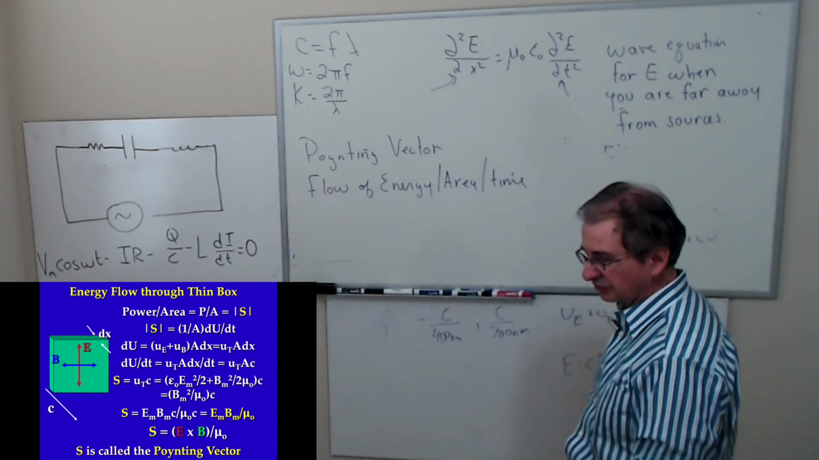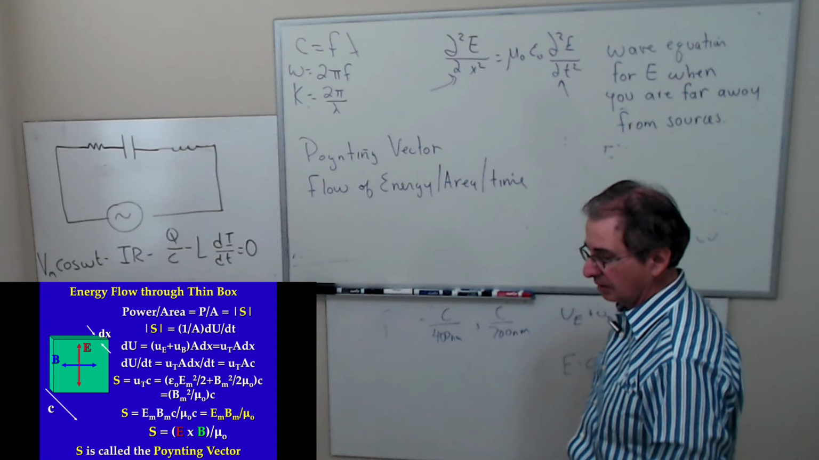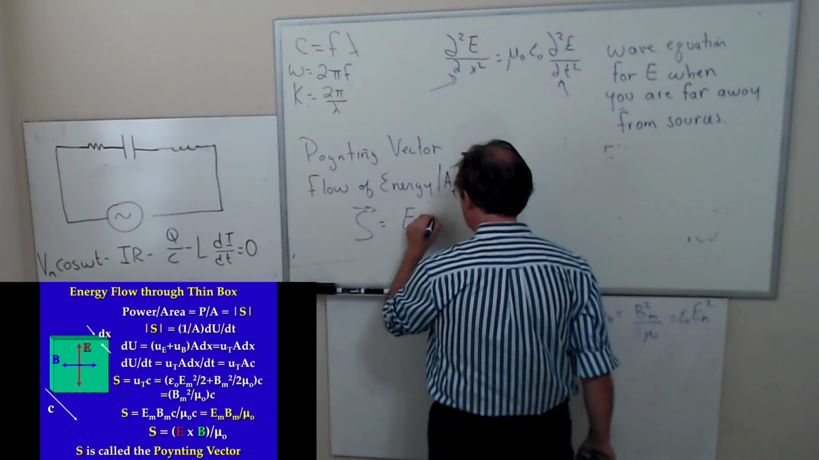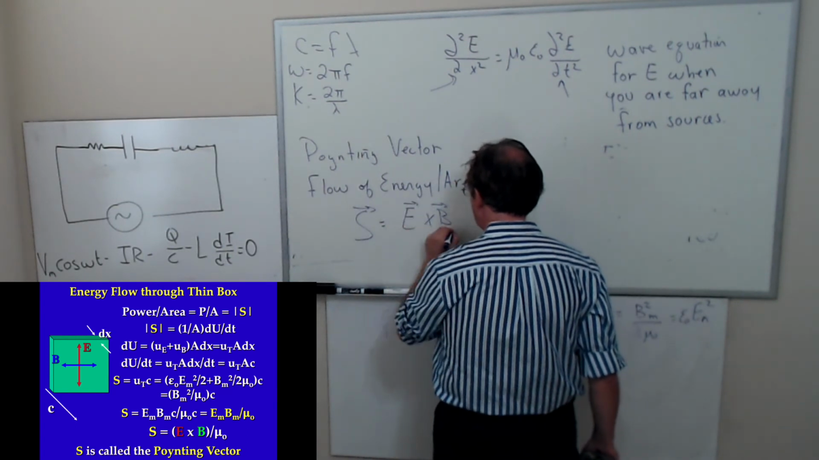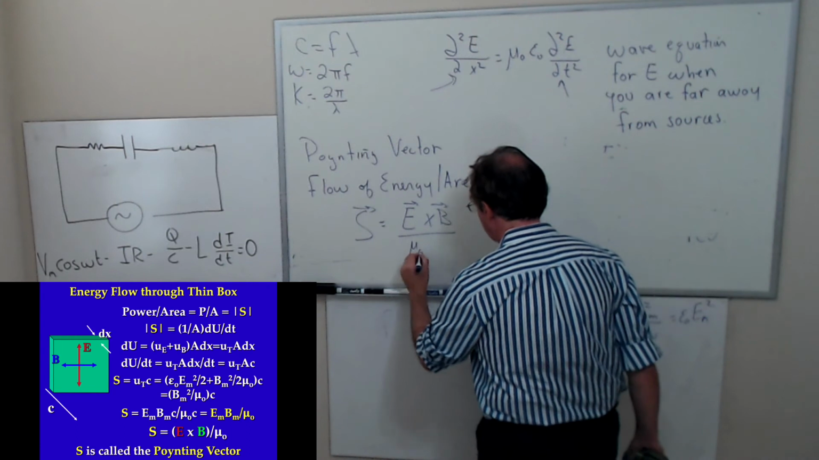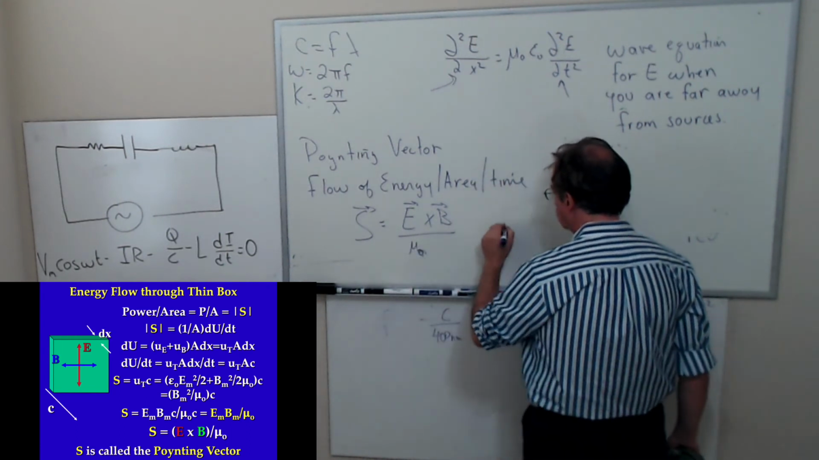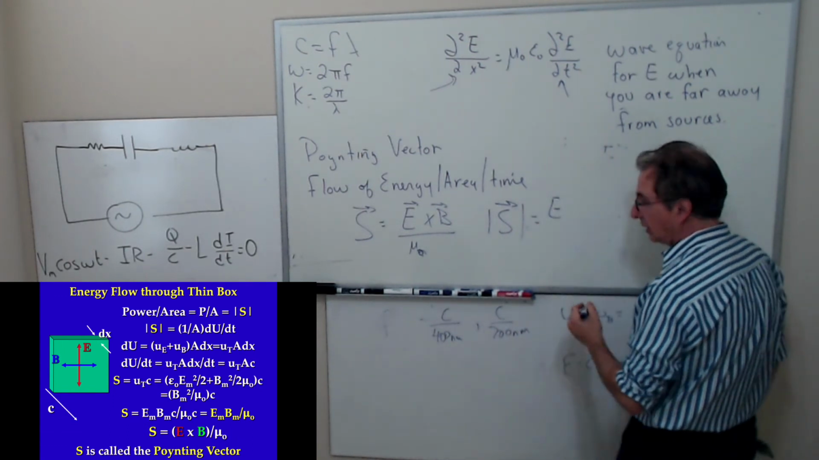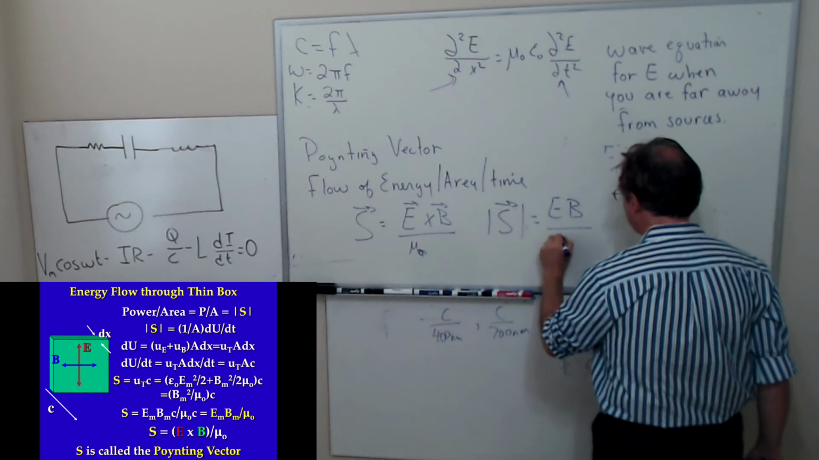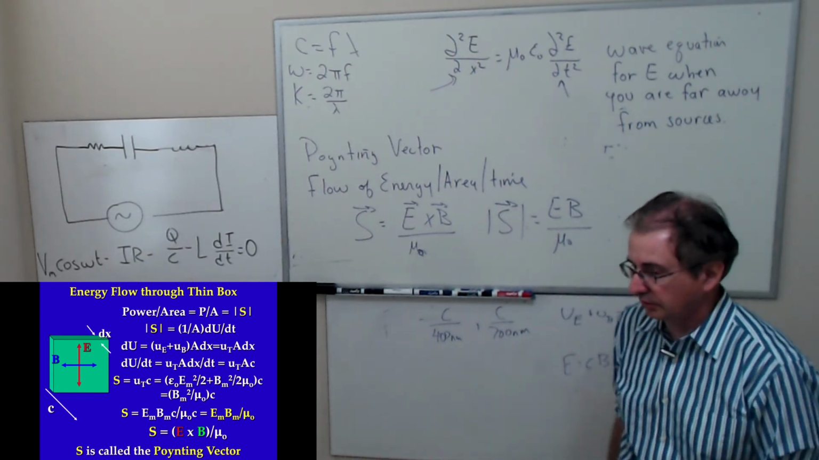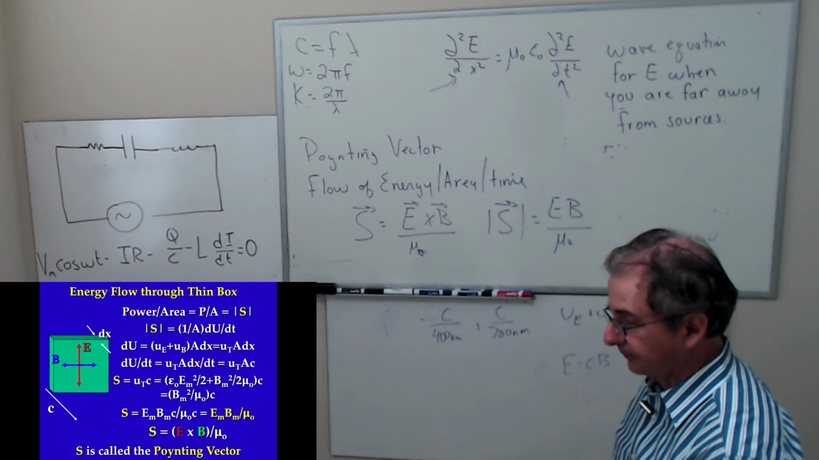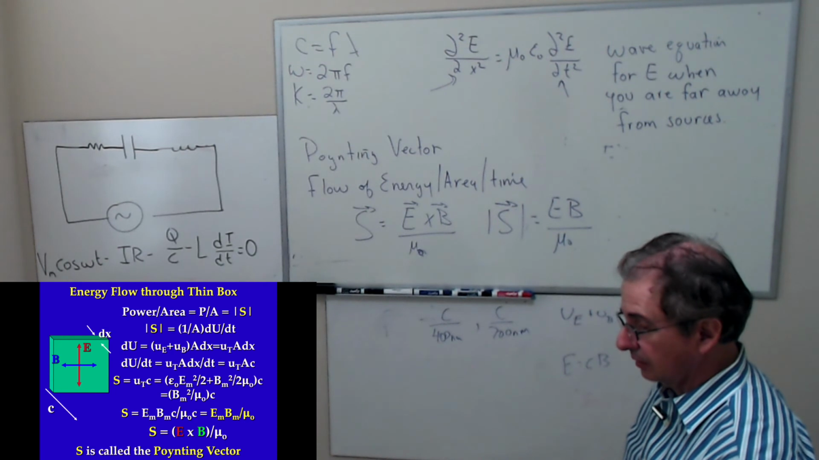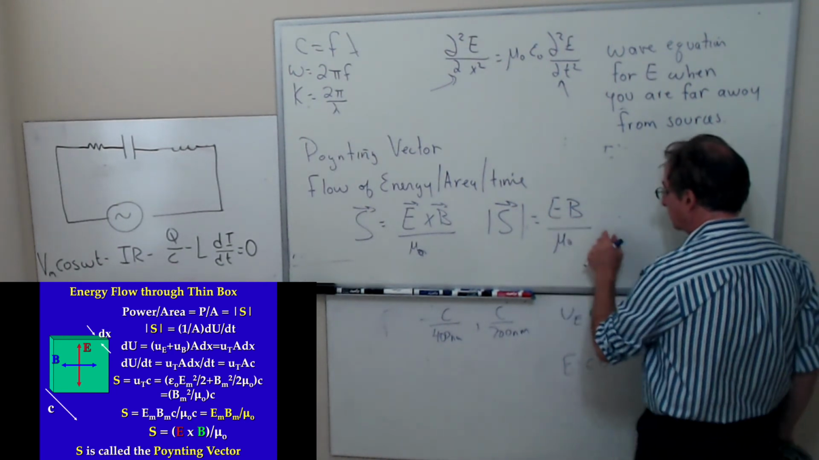But it also tells you the direction the energy is going. Okay, so denoted by the letter S, it is equal to E cross B over mu naught. And its magnitude, since these two are perpendicular to each other, is just E times B over mu naught. And these are the vectors.